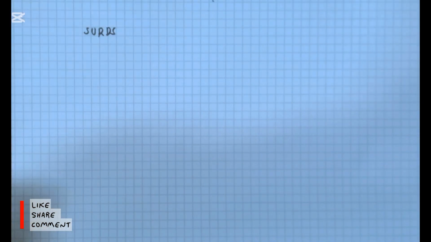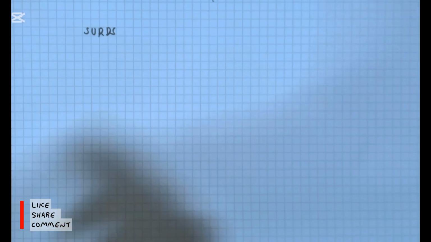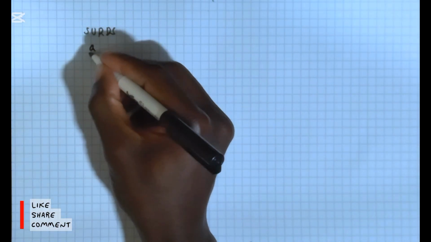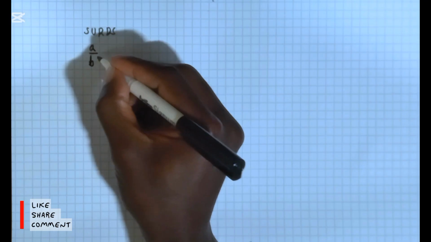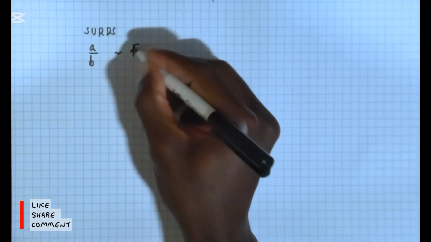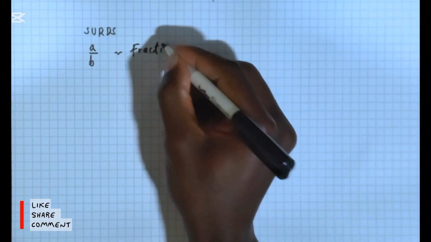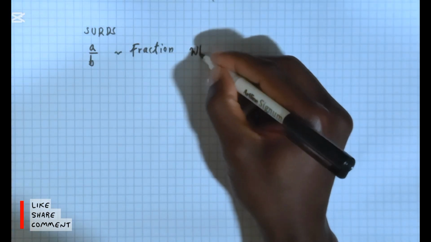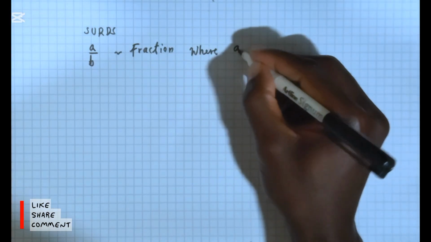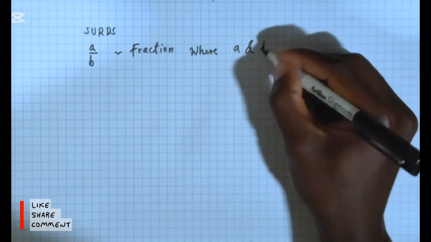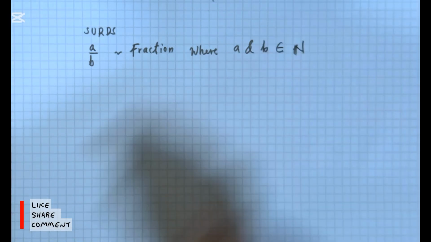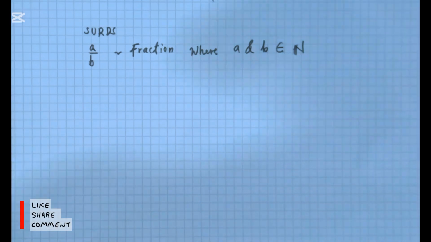If you know what a fraction is, let's begin from there. A fraction is any number that can be written in the form a all over b, where a and b are integers. So this basically is what a fraction is.